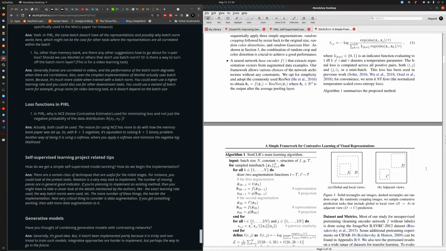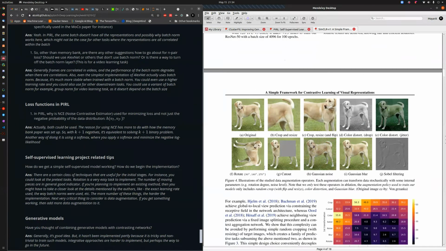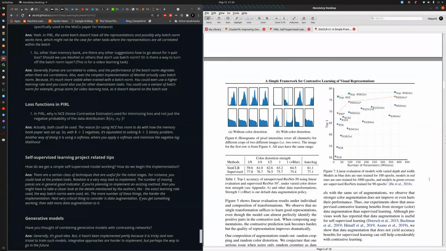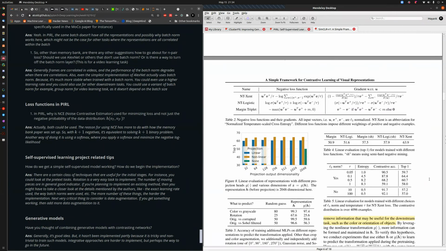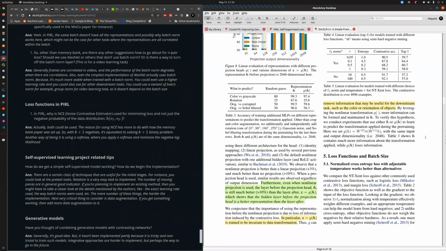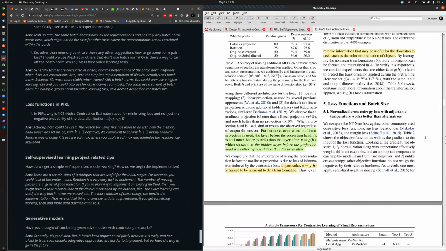Are you sure that SimCLR didn't use negative examples? Because I thought BYOL was the first paper which achieved good results without negative samples, and SimCLR was before that. No, I don't think so. They used negative examples in SimCLR.